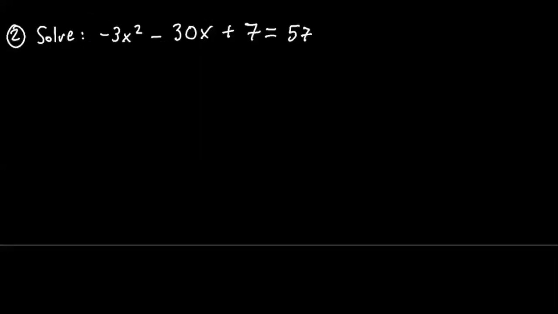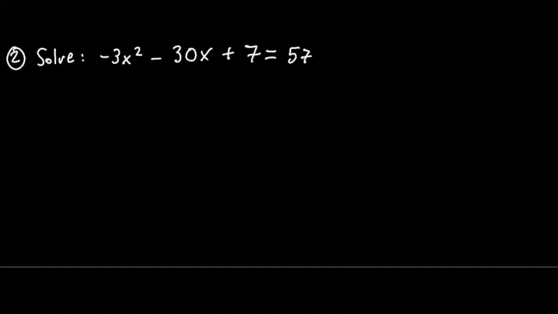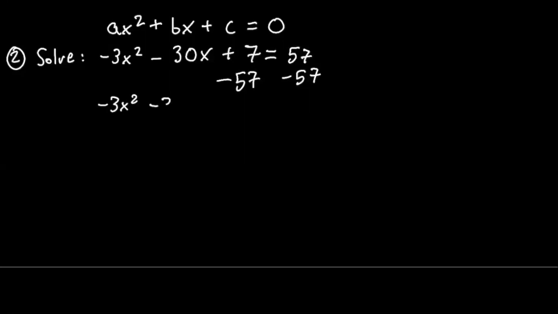All right, so for this example, we have negative 3x squared minus 30x plus 7 equals 57. So here, notice we have our quadratic on the left, but we don't have 0 on the right. So we need to make sure before we use our quadratic formula that our equation looks like ax squared plus bx plus c equals 0. So the first thing we're going to do for this quadratic is subtract that 57 from both sides. That way we get negative 3x squared minus 30x minus 50 equals 0. So now we have 0 on the right side, which means we can use our quadratic formula.